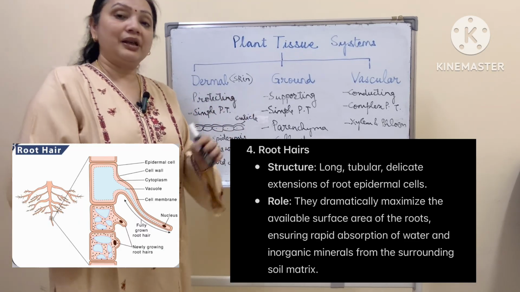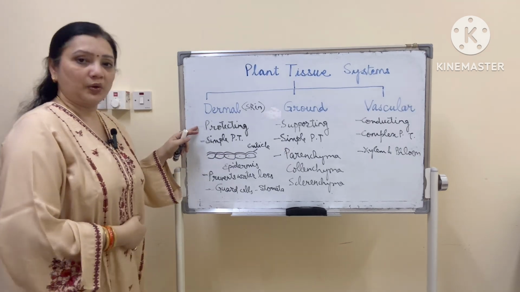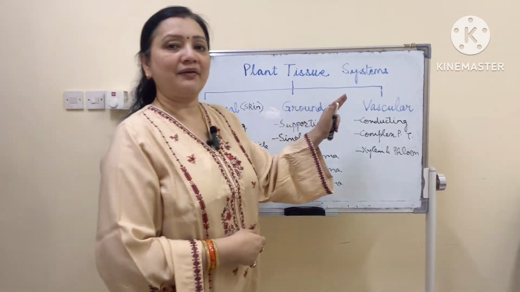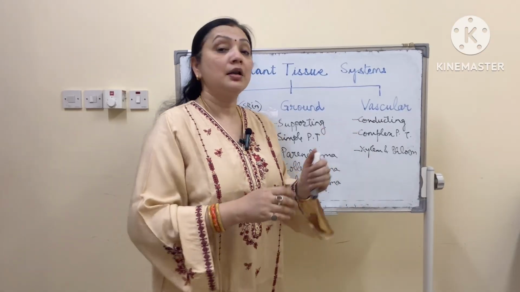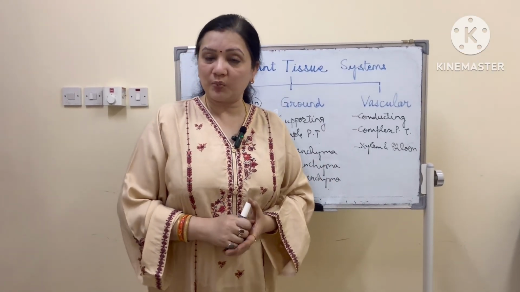So these were the three types of tissue systems. Dermal tissue, also called protecting tissue, ground tissue, also known as supporting tissue, and vascular tissue, also known as conducting tissue. I hope you have understood the plant tissues properly.